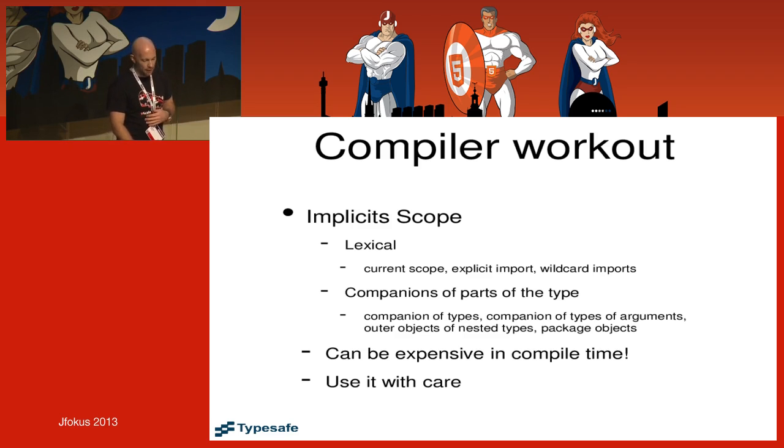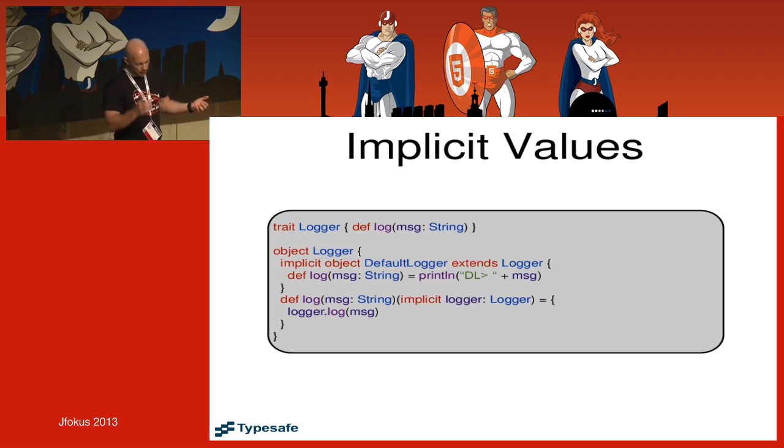And there are some patterns for how to use implicits better, and I'm going to show you one. So implicit values here. Here we have a trait called Logger, and it's just got a method called log. But that's sort of the trait that we want to give to the world. But we're also providing the companion object implementation here. So you can see it's called the same thing, Logger, but we use object instead. So that's the companion object.